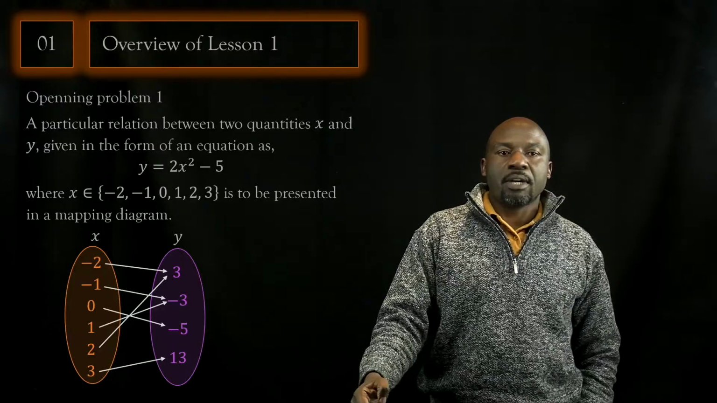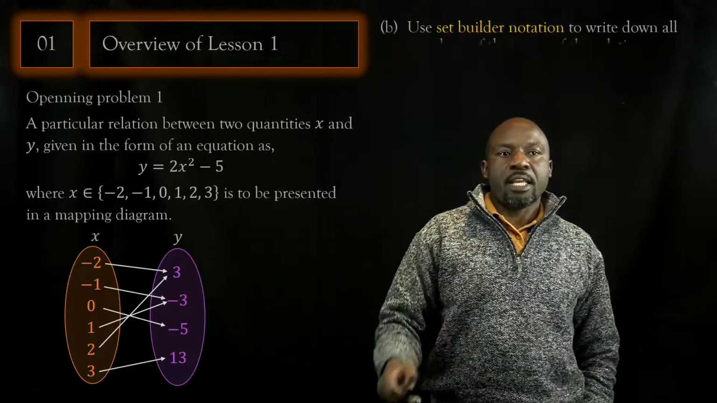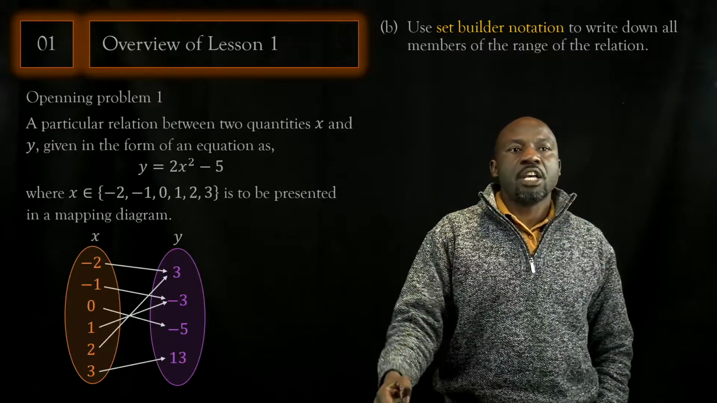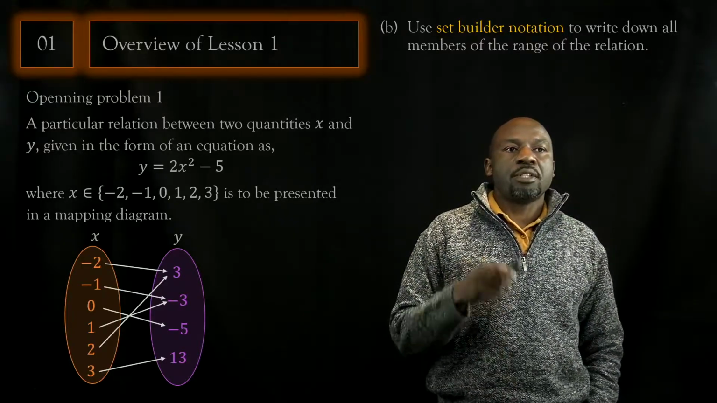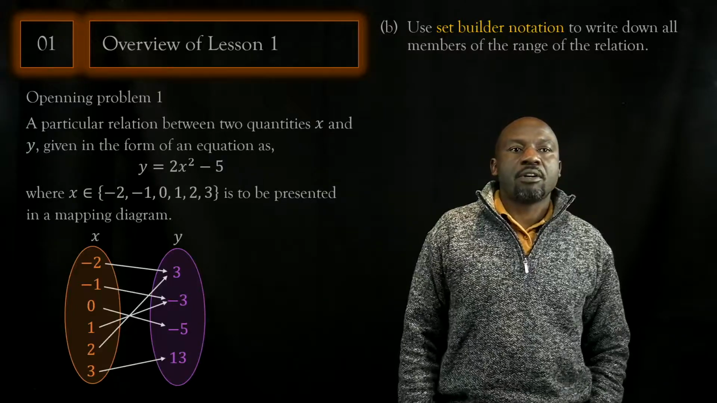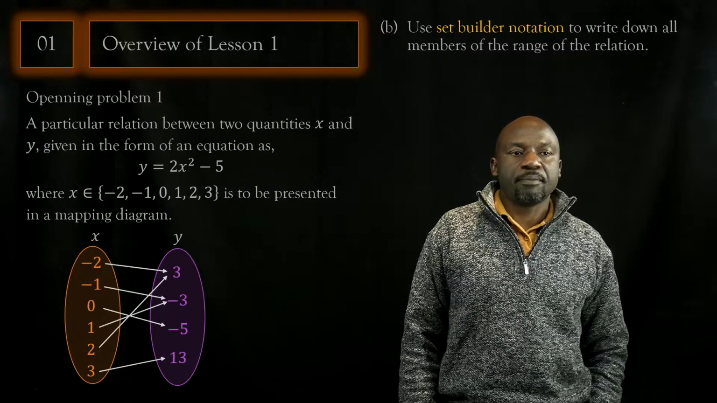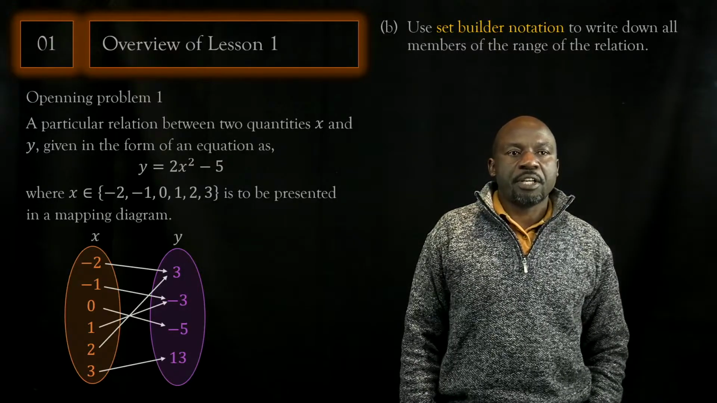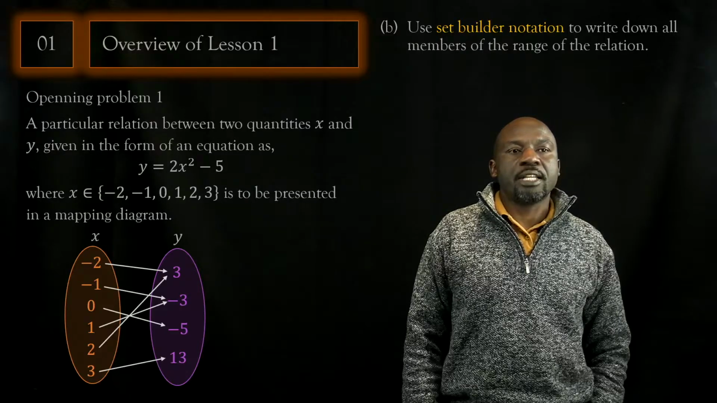Okay, all right. What does part B say? I've decided to leave this here and put the part B there. So part B says, use a set builder notation to write down all the members of the range of the relation. So the question has to be, what is a set builder notation? And as a matter of fact, you've already seen it.